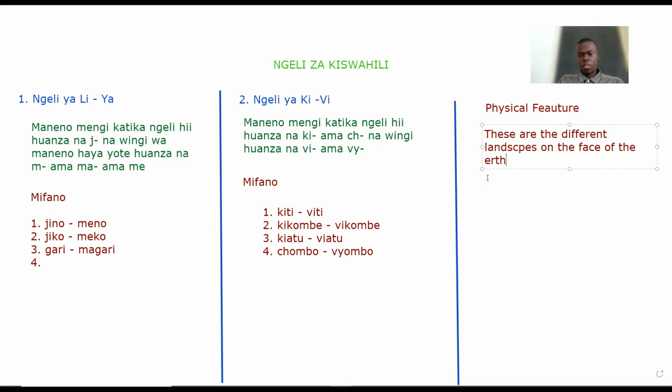Then I can be able to give examples. So I can come over here, write examples. I'm writing it under a different text box so that I can be able to change the color. So examples, I can have mountains. I can have number 2, hills. I can have number 3, valleys. I can have number 4, gorges.